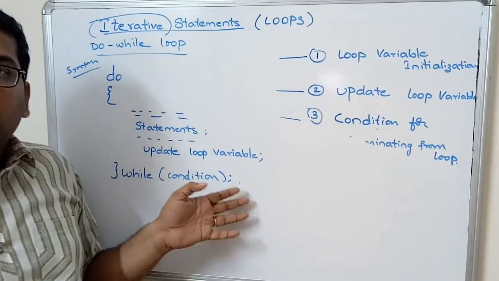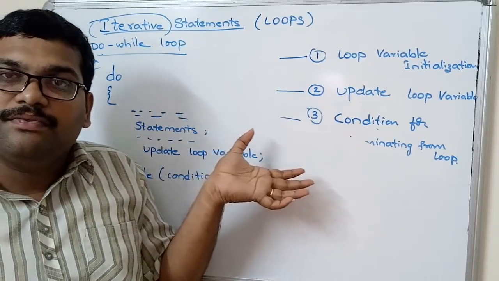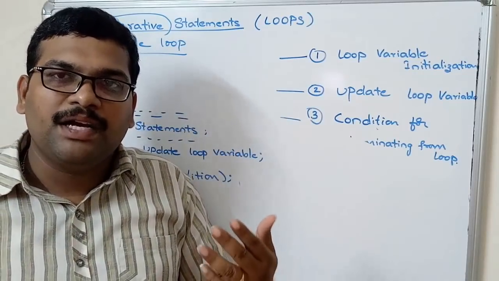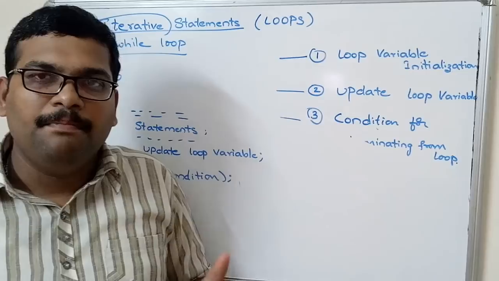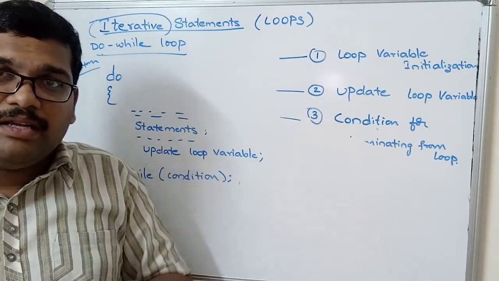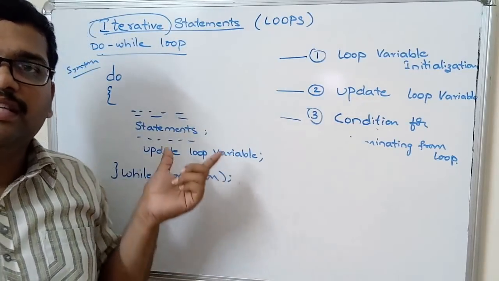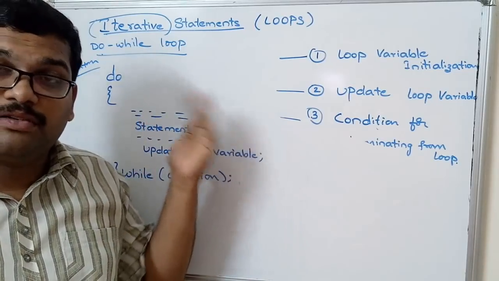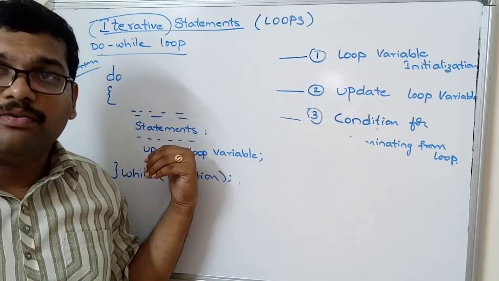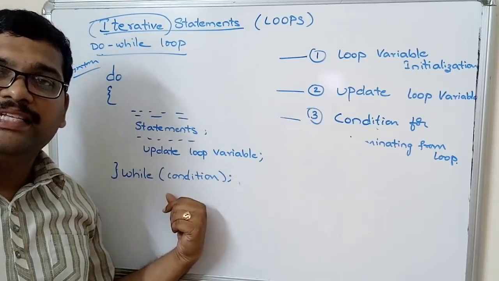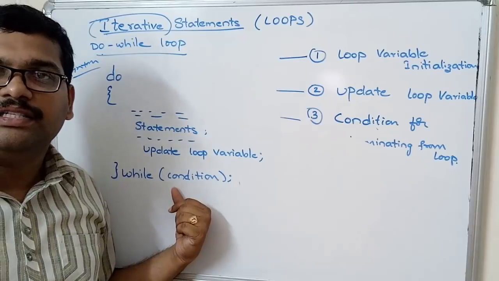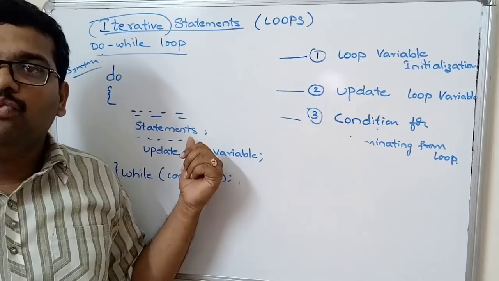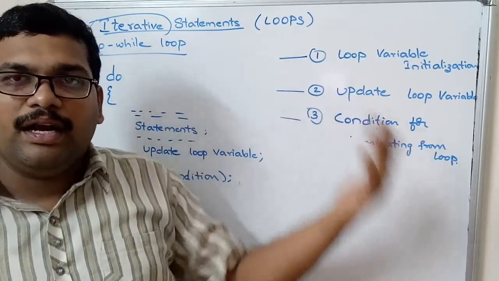Here also the execution of these statements will be done until the condition becomes false. But even if the condition is false in the first iteration itself, the statements will be executed at least one time in the do while, because first we are executing the block of statements, and then at the exit level we are checking the condition. So that's why at least once the block of statements will be executed in the do while statement. Now let us have an example.